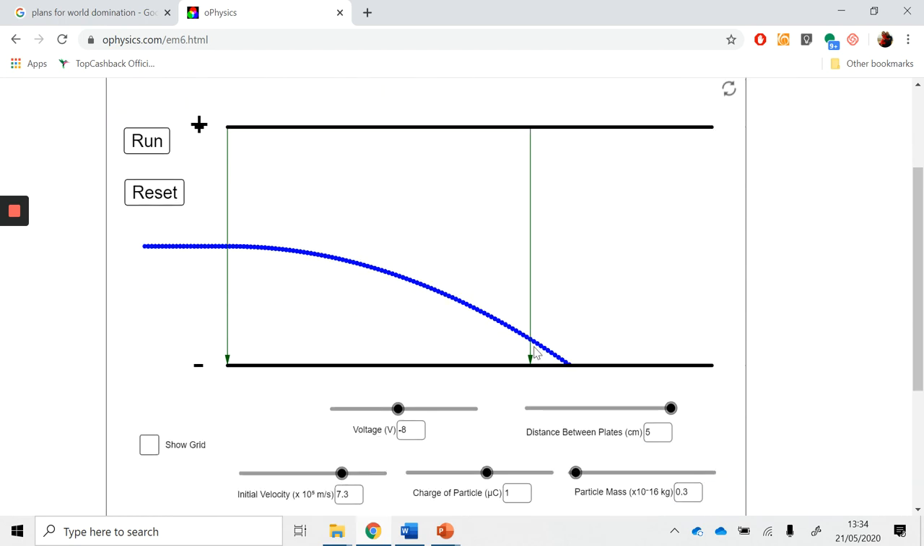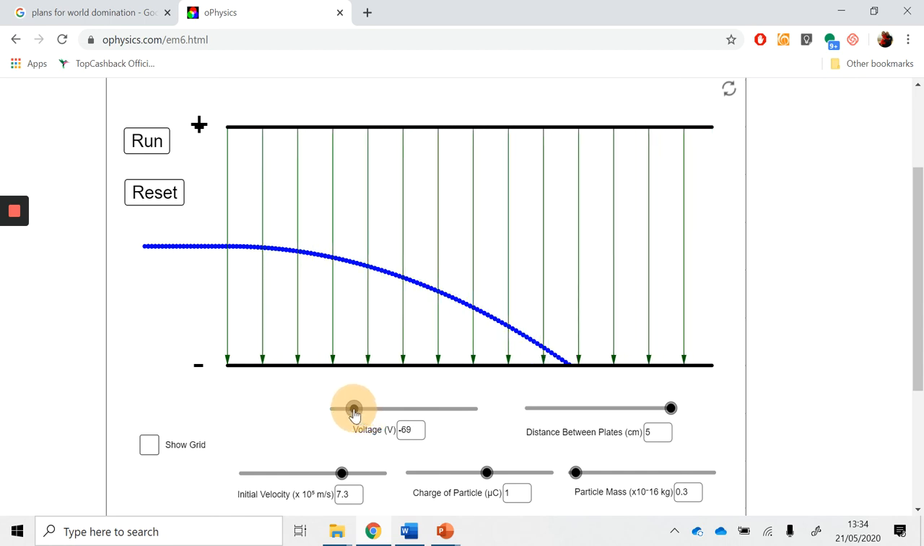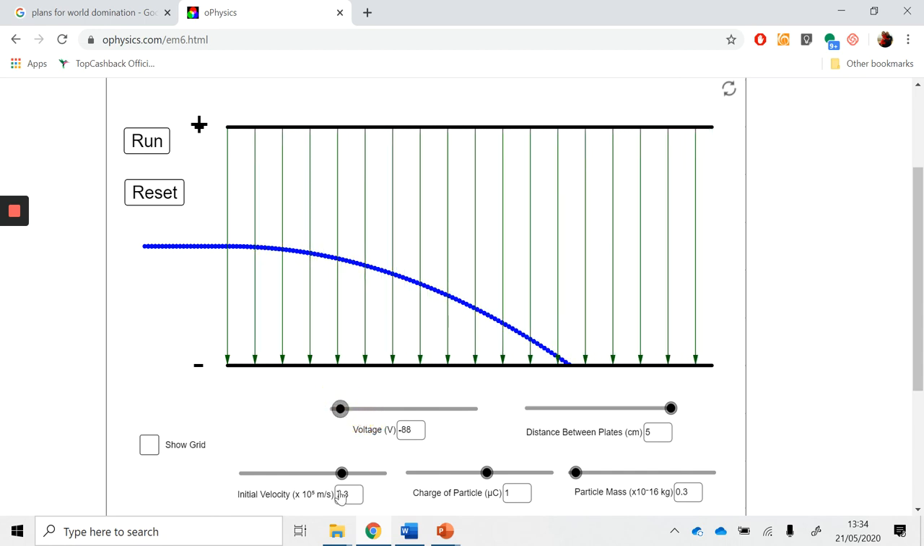What happens, though, unlike gravity, I can make the force stronger. So if I have a larger force acting on the particle, well, presumably I'm going to get a larger acceleration. If I get a larger acceleration, then that happens.